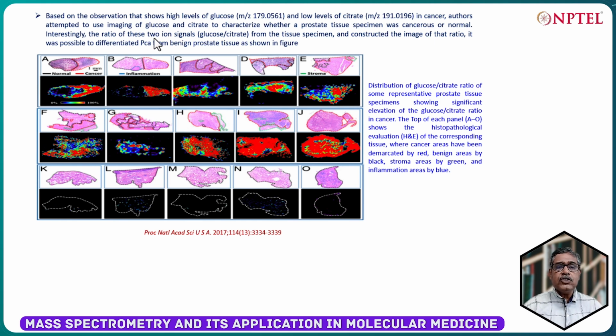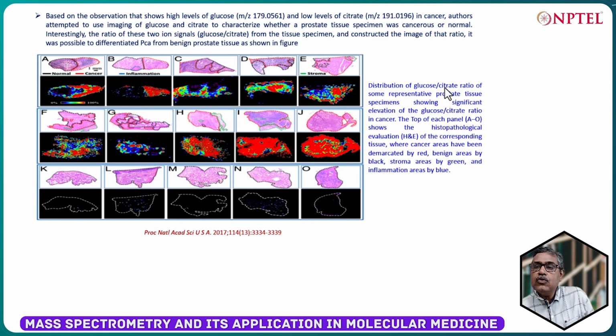Interestingly, using the ratio of these two ions, glucose over citrate, from the tissue specimen and a constructed image of that ratio, it was possible to differentiate prostate cancer from benign prostate tissue. Again, normal, cancer: this portion represents inflammation, this portion is trauma, the black marking represents normal tissue, and the red marking represents cancer.